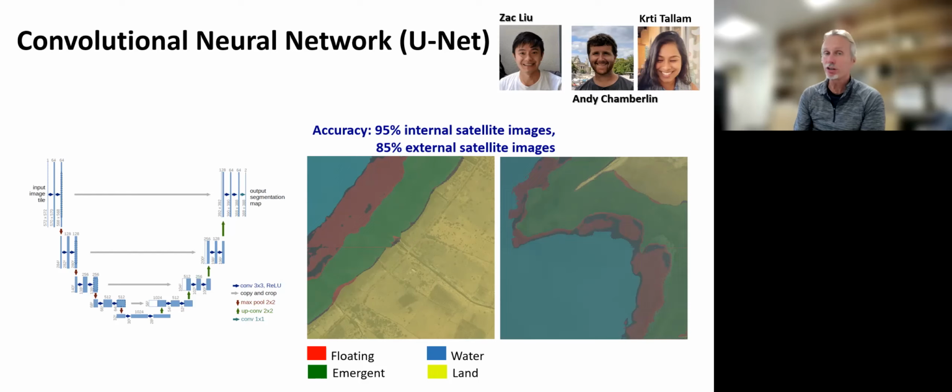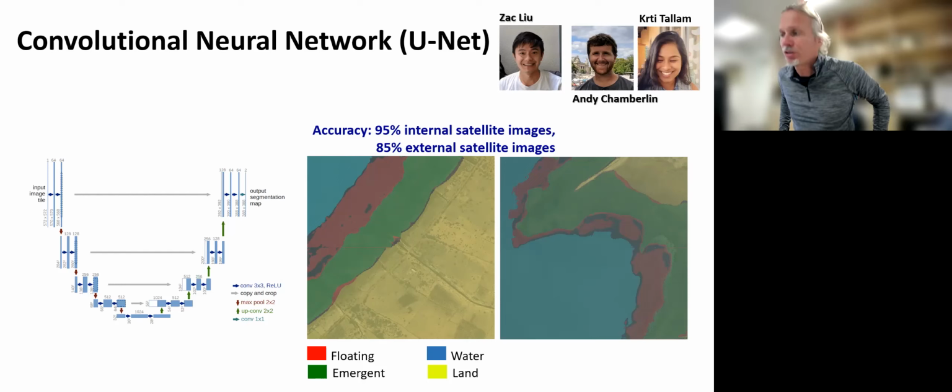And we use 40 images, 256 by 256 pixels each, with 8 bands of DigitalGlobe, 30 for training and 10 images for validation. And we use 4 masks for annotation: land, water, emergent vegetation, and floating vegetation.